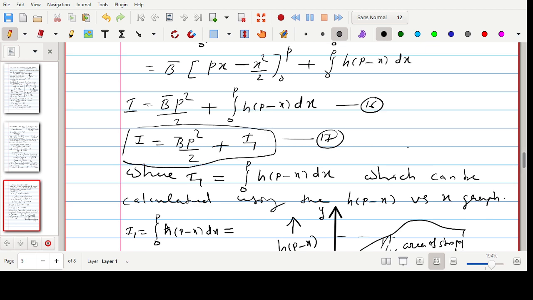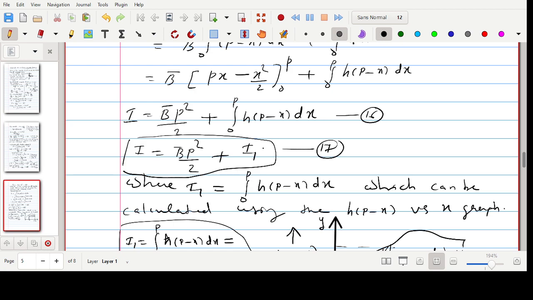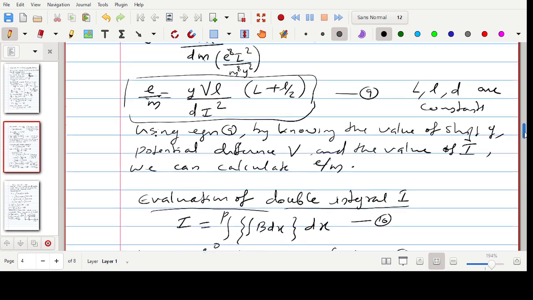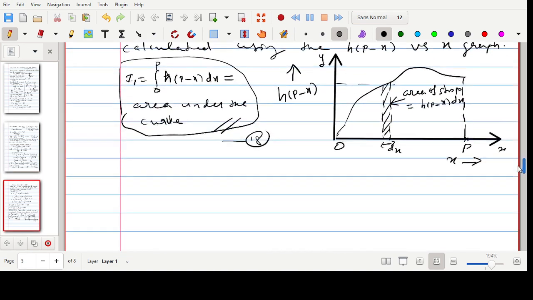So this is equation number 17 and this one is equation number 18. For finding I1, find the area under this curve. Then if you know I1, find the value of I using equation 17. If you know the value of I, then you can calculate e by m using this equation. Here you measure y and v from the experiment, then find the magnetic field at different points. Using that magnetic field, you can do the calculations and find the value of I. You can calculate the charge to mass ratio.